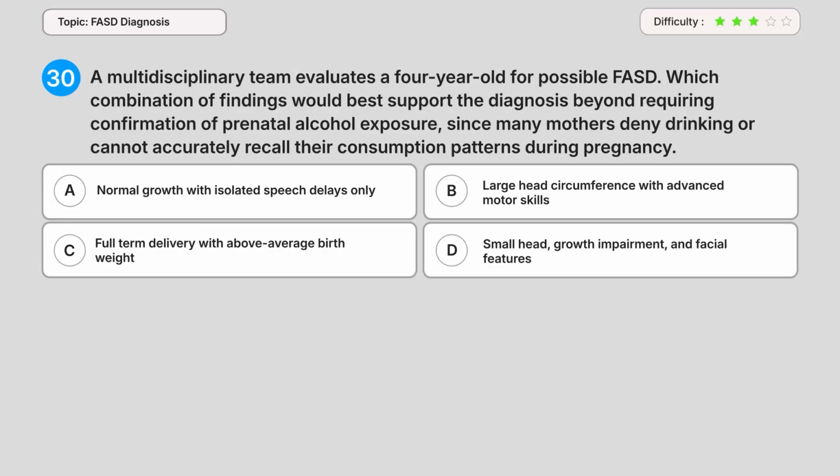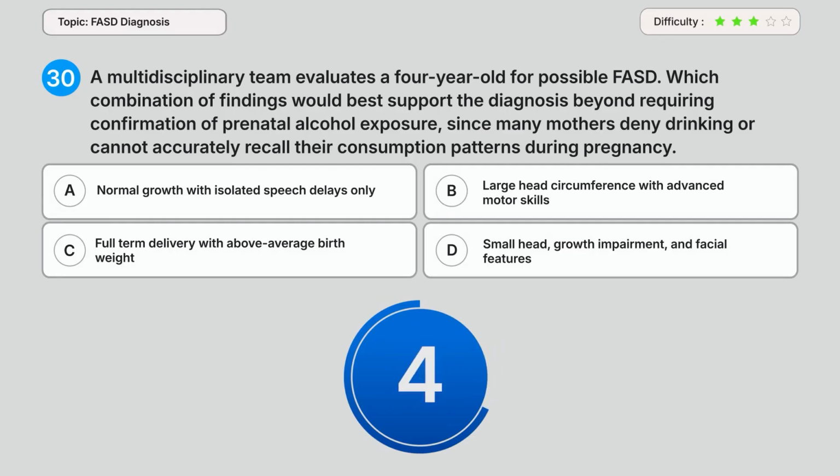A. Normal growth with isolated speech delays only. B. Large head circumference with advanced motor skills. C. Full-term delivery with above-average birth weight. D. Small head, growth impairment and facial features. Can you guess the answer?